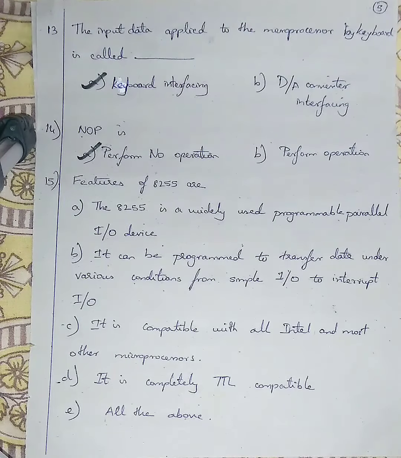Question number 15. Features of A255 are. Option A is the A255 is a widely used programmable parallel input output device. Option B is it can be programmed to transfer data under various conditions from simple input output to interrupt input output. Option C is it is compatible with all Intel and most other microprocessors. Option D is it is completely TTL compatible. TTL means transistor to transistor logic. Option E is all the above.